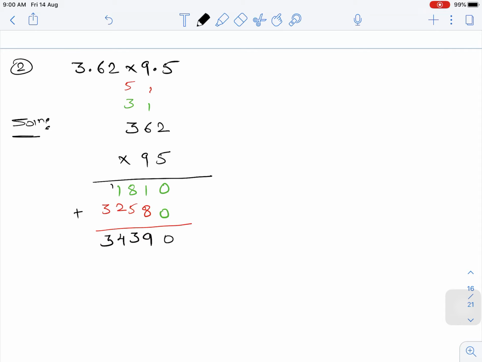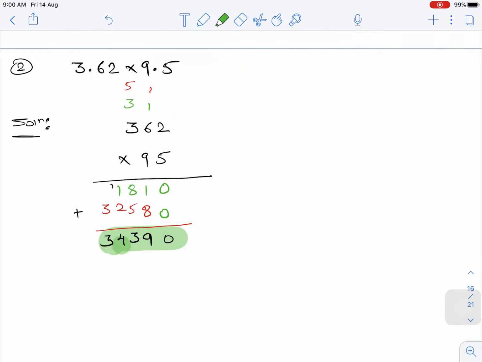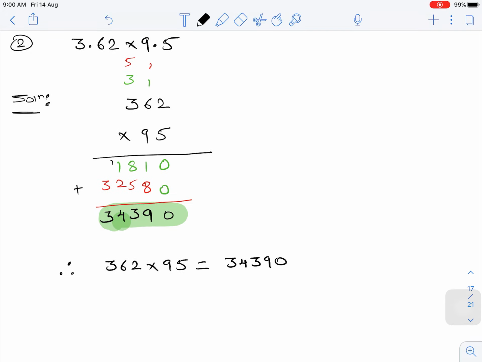Now what is the condition? You can write that answer. So you can write, therefore, 362 into 95 equals how much? That is 34390. Now next, what do we have to do? Let us learn this example by another method. In this one I am not writing this one.